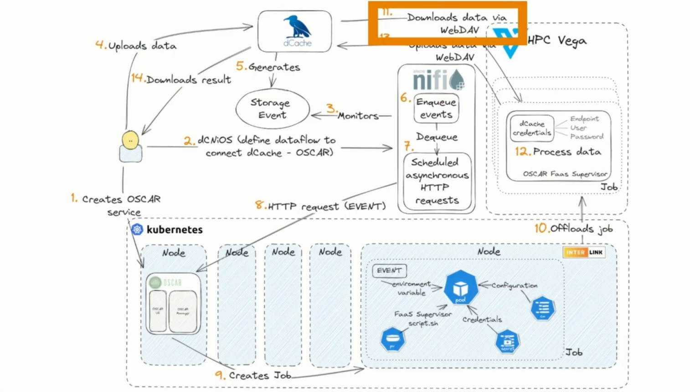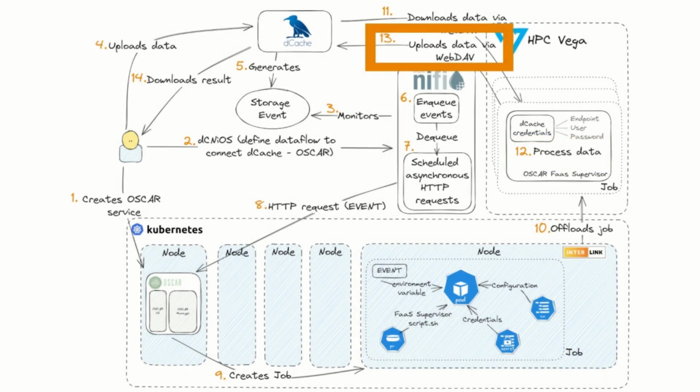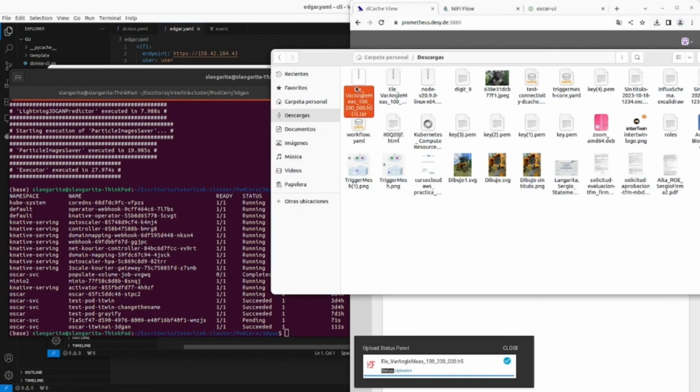Once the job is offloaded to Vega, the input data is downloaded by the OSCAR FaaS supervisor. The user script is executed, and the result is uploaded by the supervisor to the cache. Finally, we can go to the cache and download the result of the process.